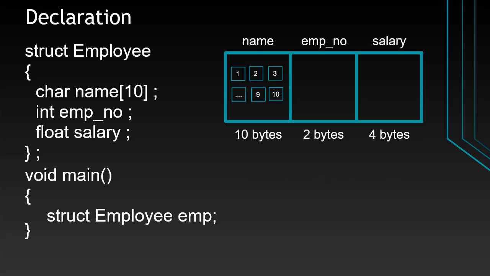To store some data in these locations, we need to access them. We can access the members of a struct using the dot operator. emp.name will point to this location.